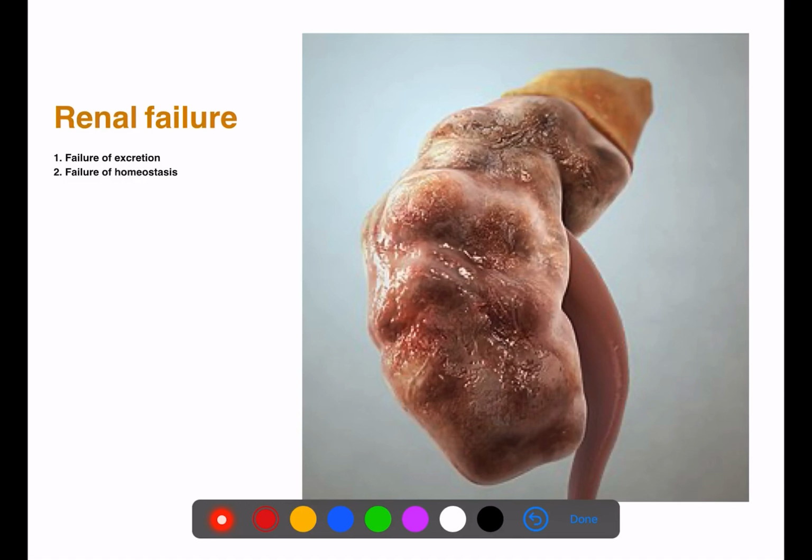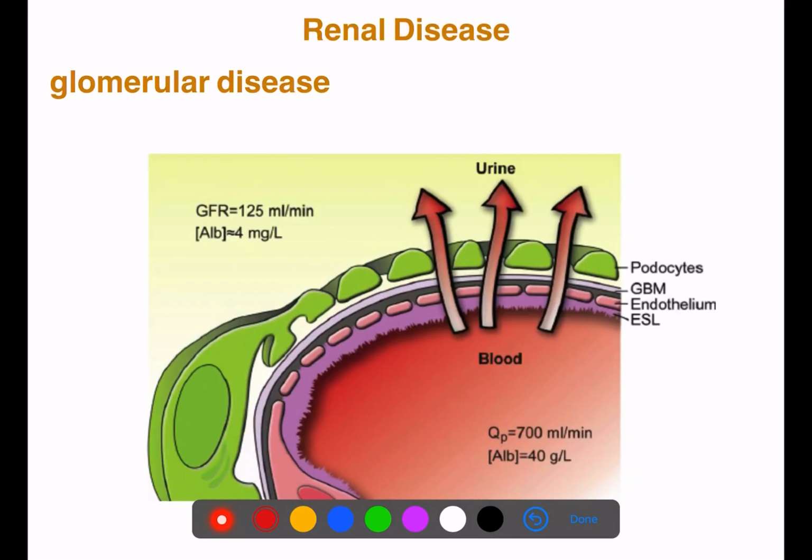Now let's move to the next slide, on to the next subject. It's called renal disease. As we saw before, the kidney mainly contains glomeruli and tubules, so the disease also mainly occurs within the glomeruli and the tubules.